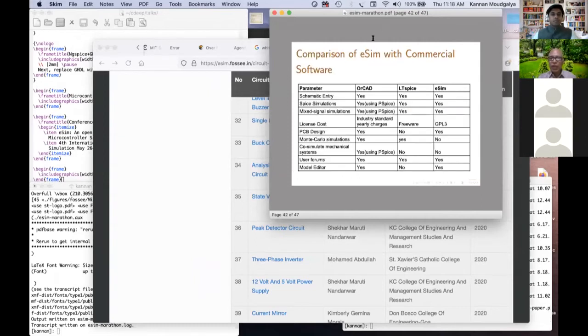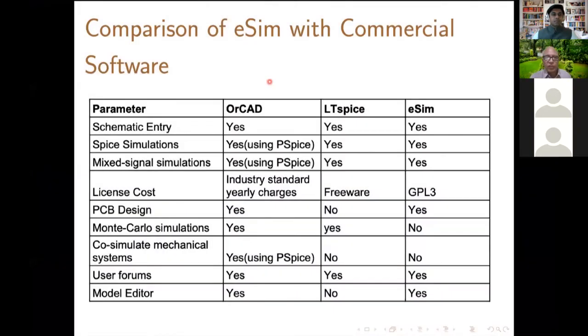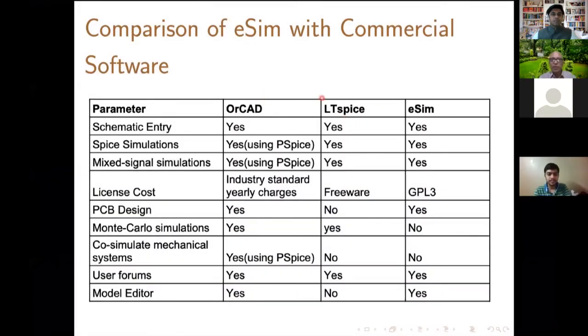Okay. Now here I'm comparing eSim with commercial software. So ORCAD, LT Spice, and eSim. PSpice comes as a part of ORCAD. You can see that things are very similar. There are only a few extra things. For example, Monte Carlo simulation can be done in ORCAD, whereas eSim cannot do it, but all other things it can do.